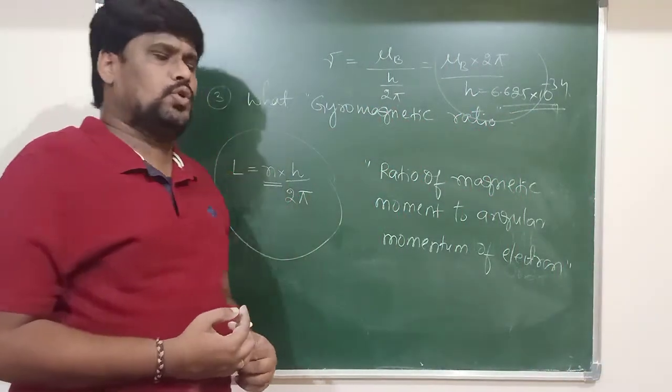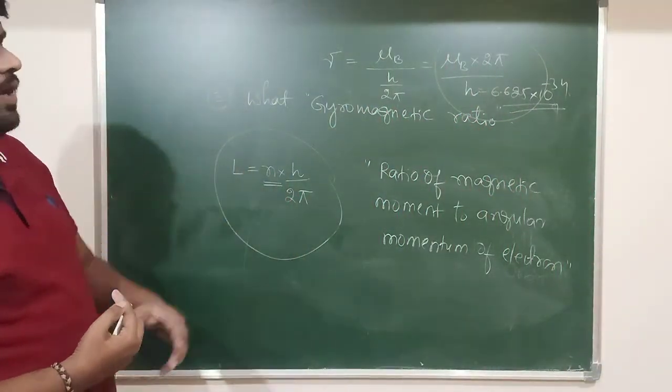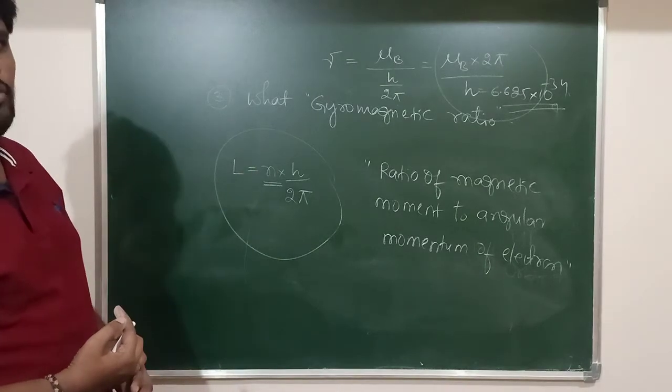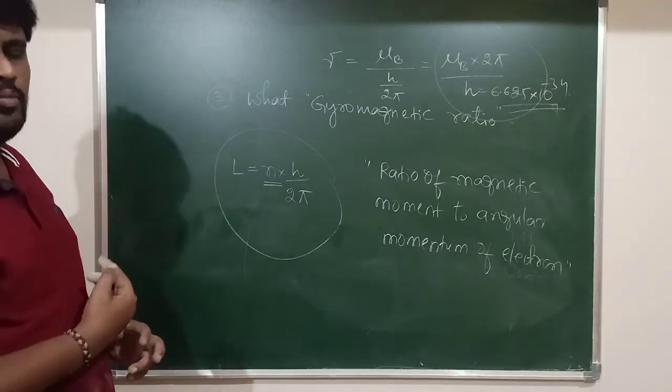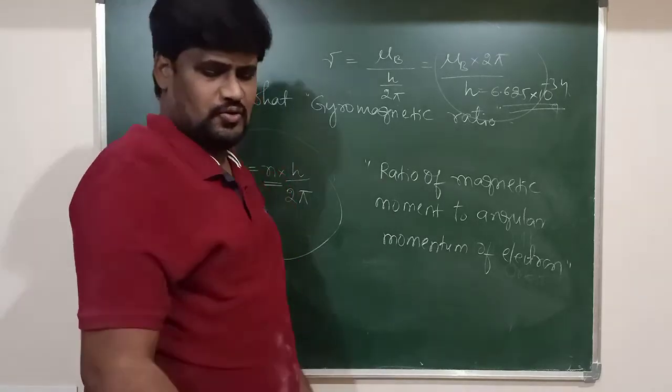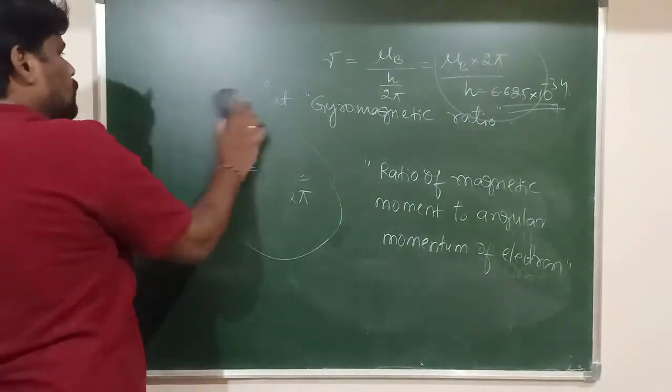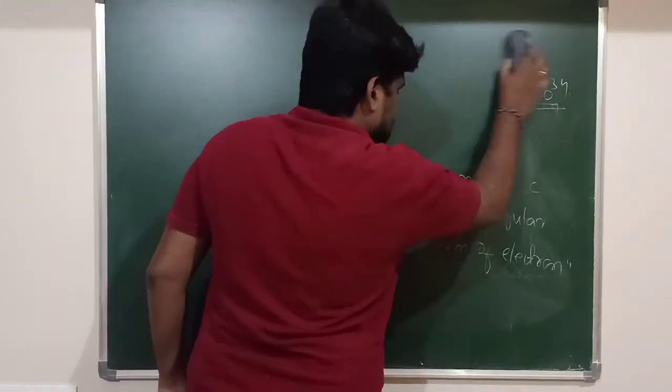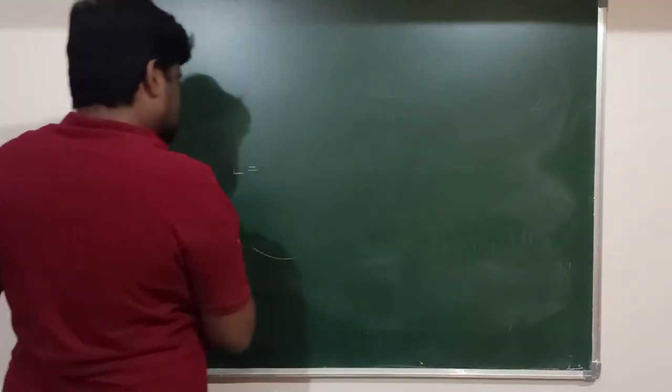It is the ratio of magnetic moment to the angular momentum. We will call it the gyromagnetic ratio. Okay, I will move to the next question.